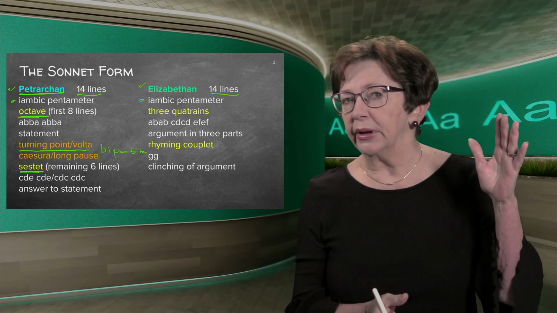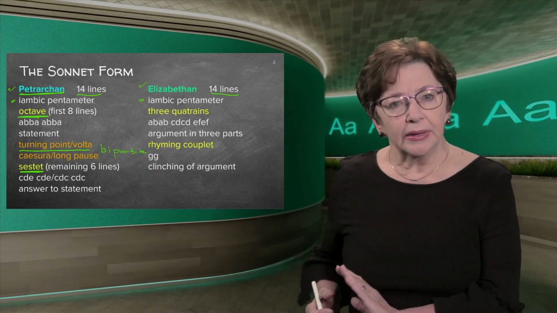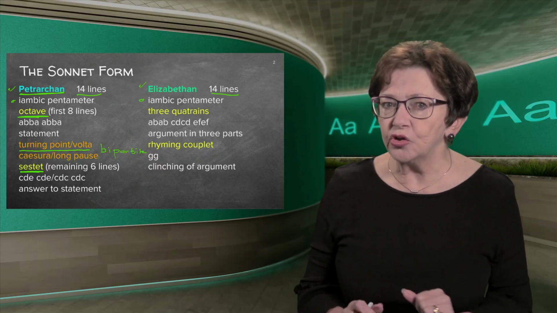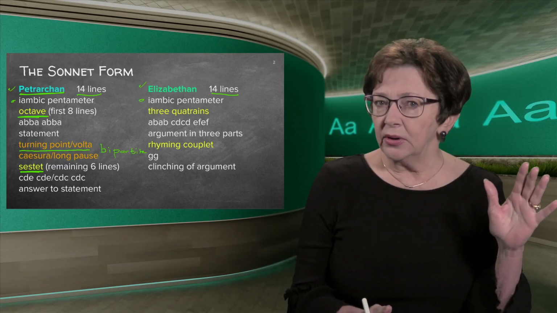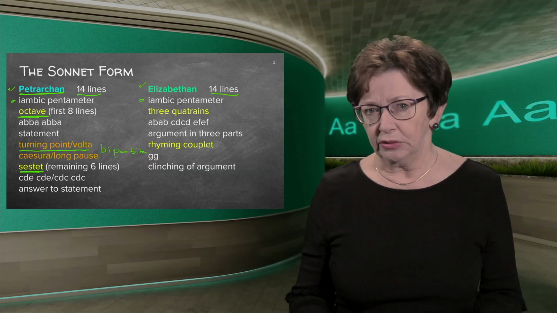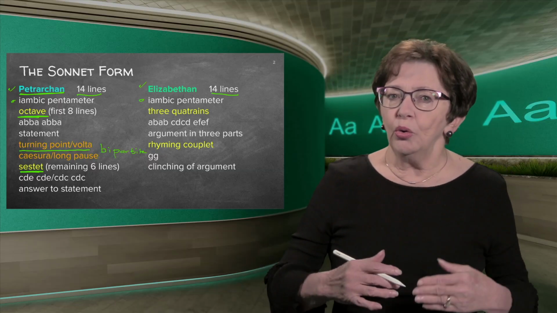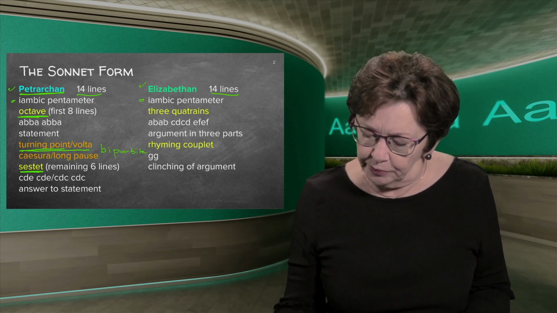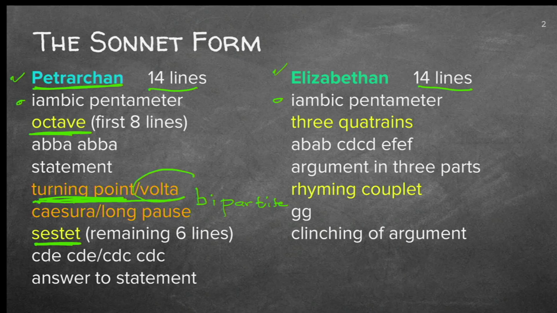Sometimes in the octave you'll get say an argument, and in the sestet a reaction to the argument. Perhaps in the octave a happening, an event, and in the sestet a reflection upon the event. But there's always the turning point, which we also call the volta. So basically it is an octave, 8 lines, sestet, 6 lines, and with a very definite rhyme pattern.